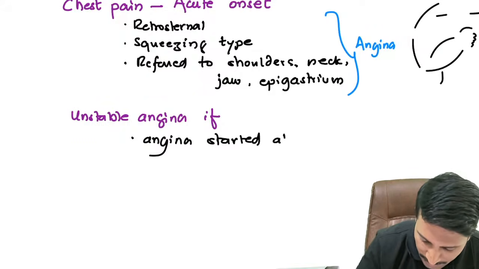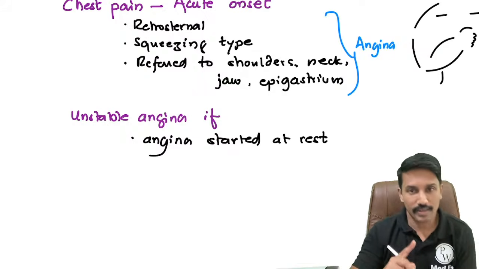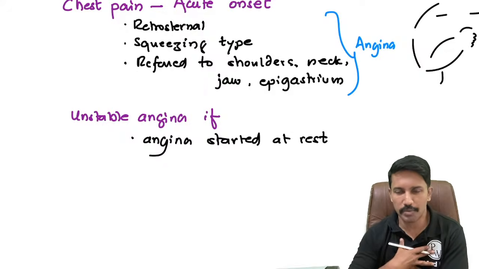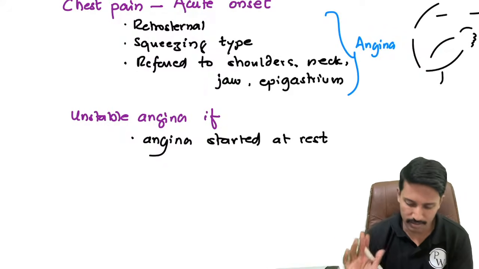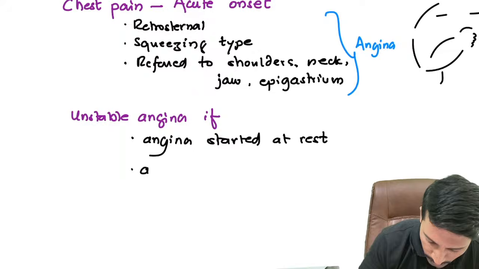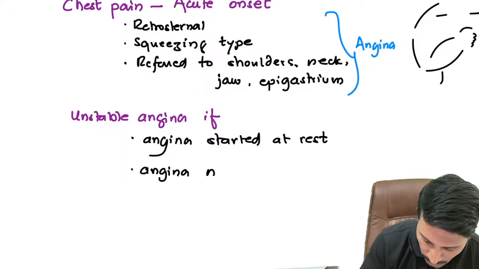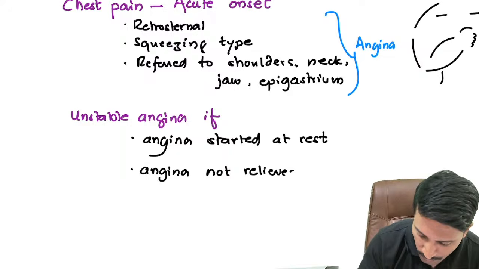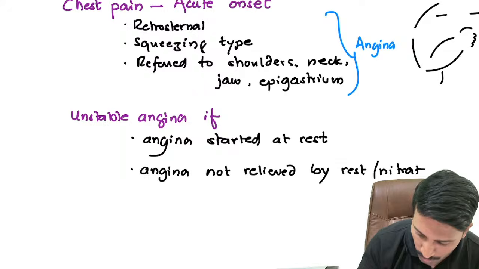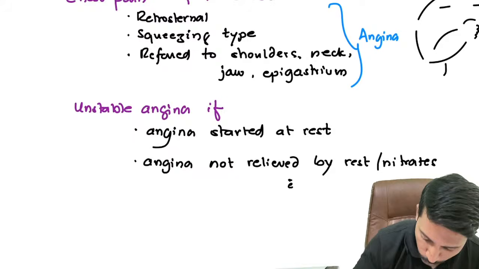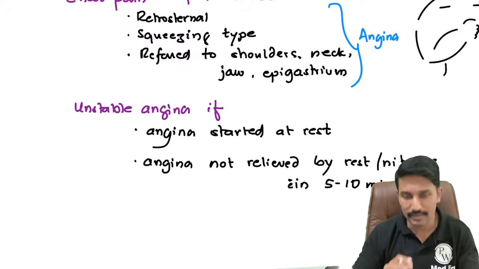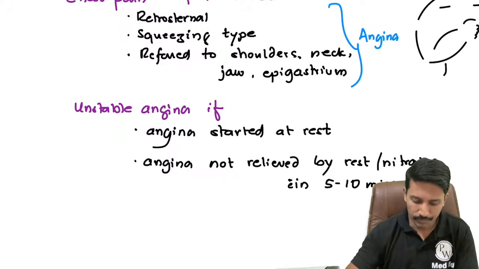If chest pain started at rest, that means the rest demand is not met, right? Clearly, it is not stable angina. Stable angina should not have chest pain at rest. Or angina, even if started by exertion, but not relieved by rest or by taking nitrates within 5 to 10 minutes, then we will call it unstable angina, right?